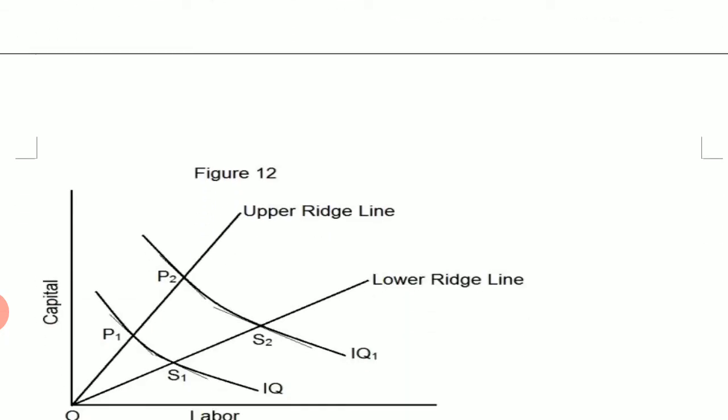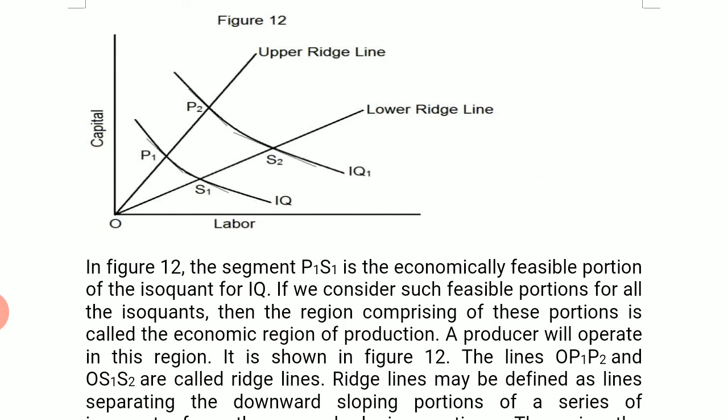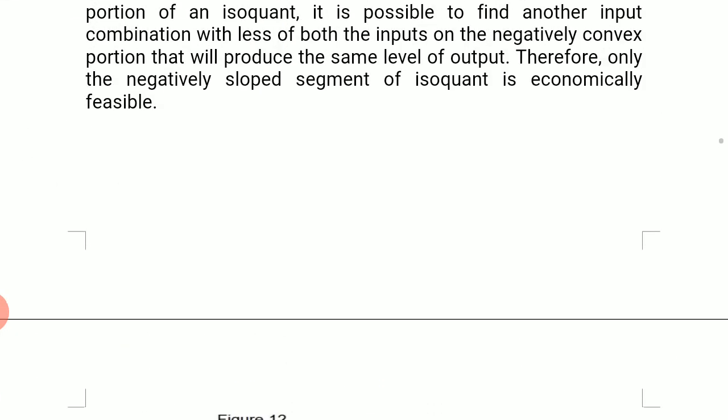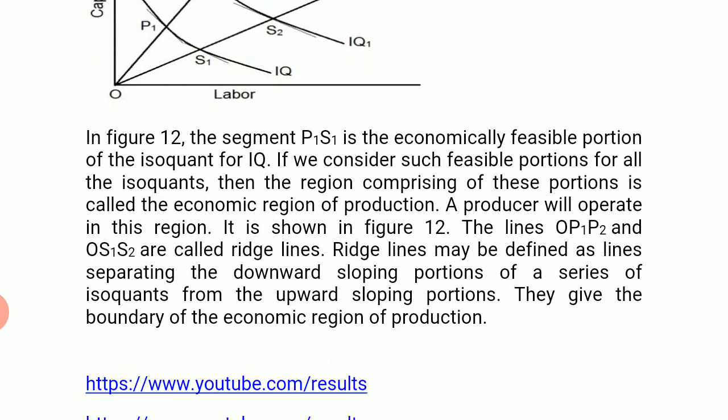These are some diagrams which represent the negatively sloped segment of isoquant, which is economically feasible.